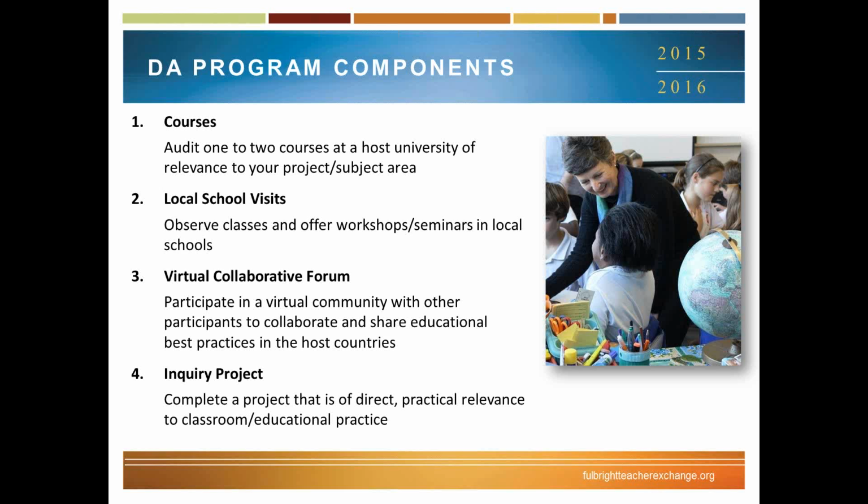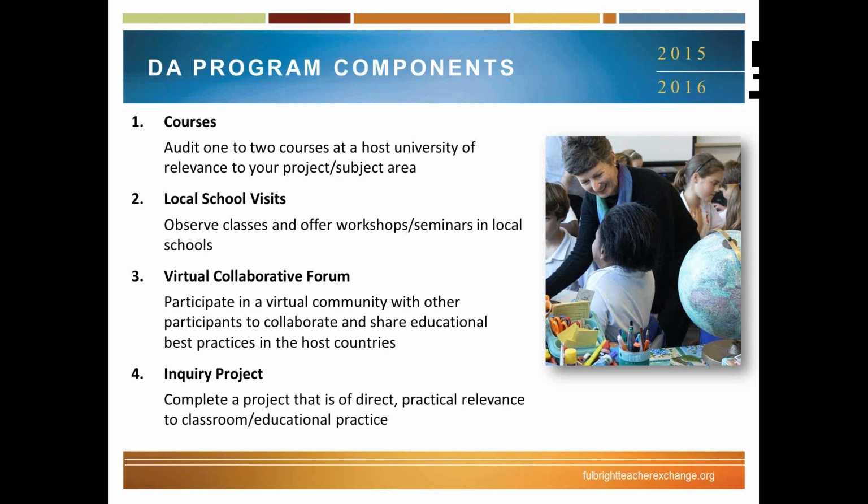That host university is selected for you with your input if you have requested universities or ideas of universities. But IIE, with intensive assistance from its program partner abroad, whether that's a U.S. embassy, a Ministry of Education, or a Fulbright Commission, actually makes the actual selection of host university or institution for you based on relevance to your project, your subject area, and other factors.